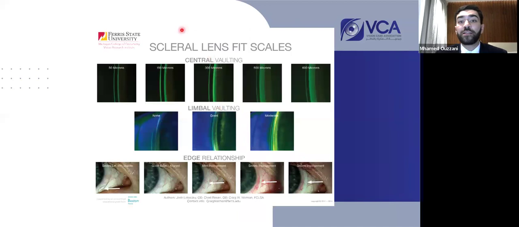This is a scleral lens fit scale that you can download. It's free. It's developed by the Michigan College of Optometry. So you can go ahead and download it. You can print it out and use it in your scleral lens fitting.